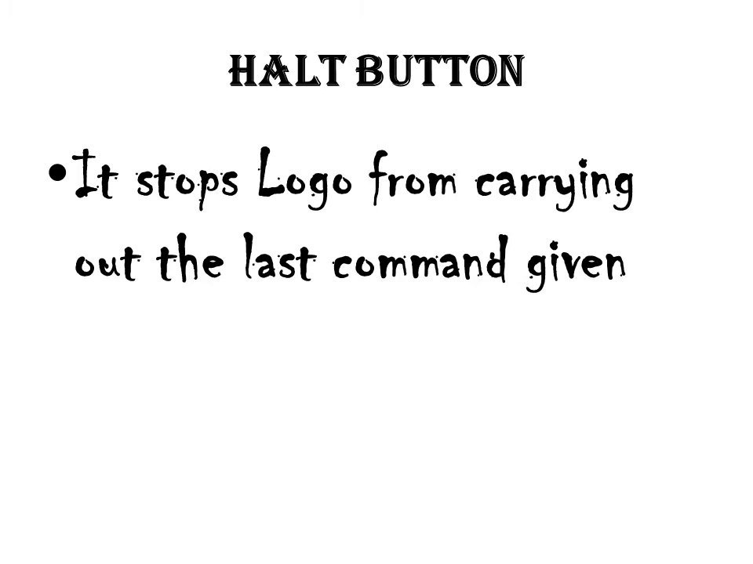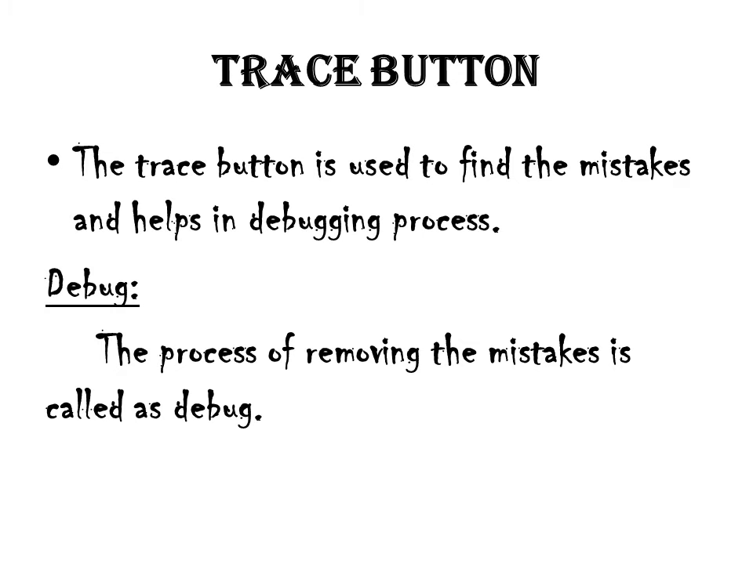It stops logo from carrying out the last command given. So when a bus stops in a particular area, we say it as halt. Bus halted. The same way the halt button is used to stop the command carried out by the MSW logo. Next is trace button, which is used to find the mistakes and help in the debugging process. Debugging means the process of finding errors and clearing it. That is called as debugging. So this trace button is used to do the process of debug.